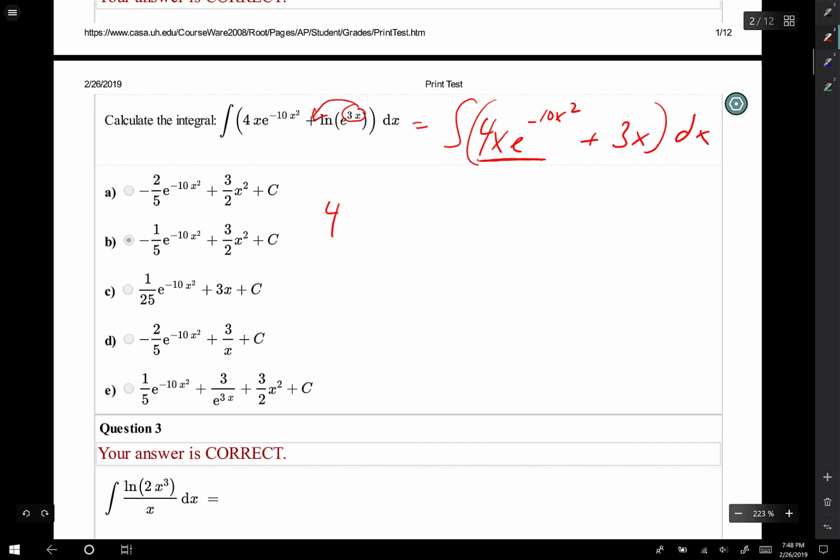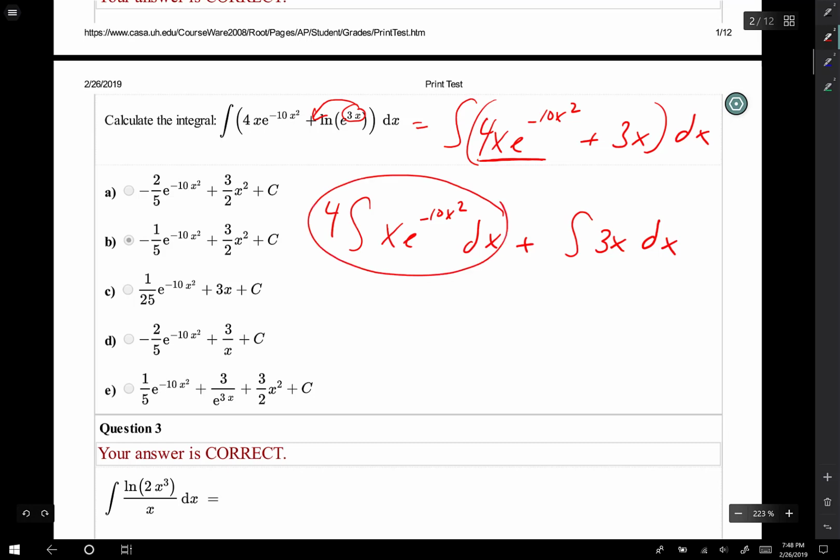4 integral x e to the negative 10x squared dx plus integral of 3x dx. And let's see, I'm going to do u sub for this one here. I'm going to say u is negative 10x squared, so du is going to be negative 20x dx. So yes, I know that I can multiply by 5 and make that a 20 and then divide by 5. But let's just make life simple. Put a 20 there, put a 20 there. There's your 1/5. Negative 20, right? So negative. So there we go.